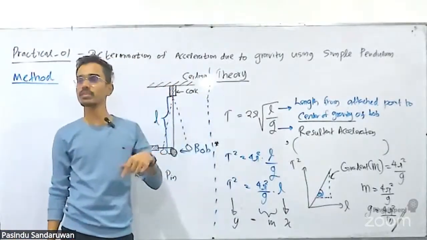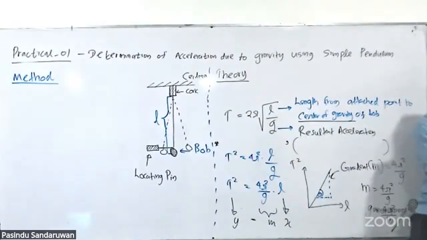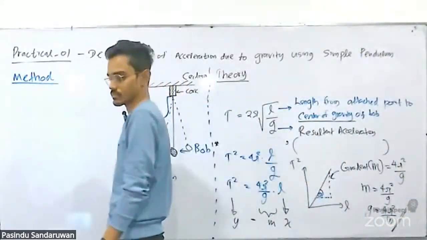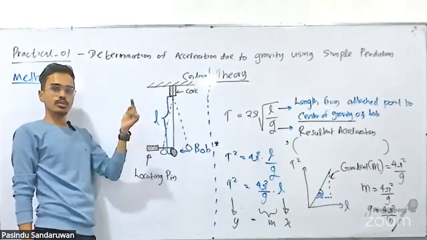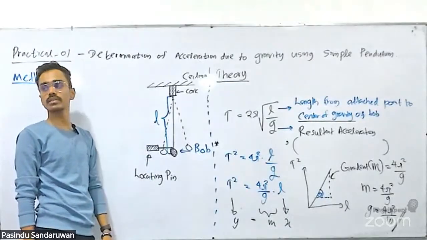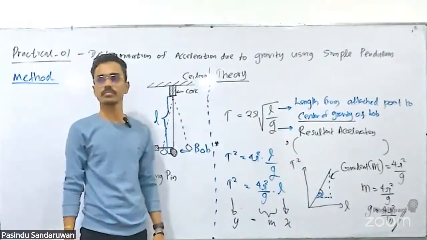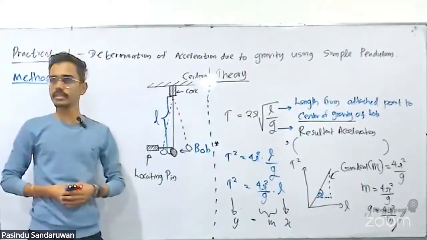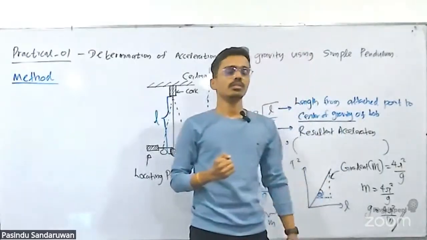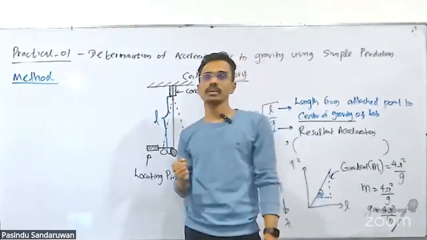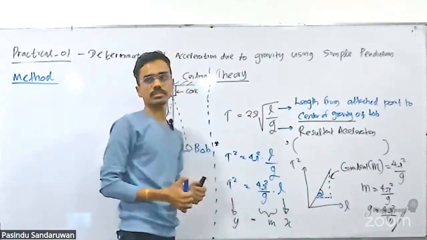Put the string of the simple pendulum through the cut in the cork, and suspend it on a ceiling or supporter.